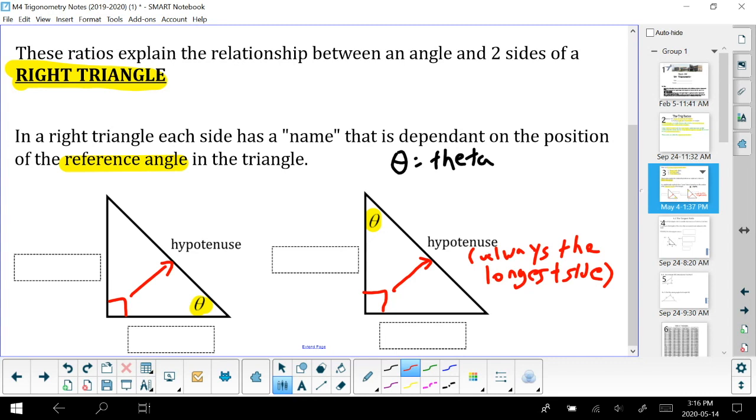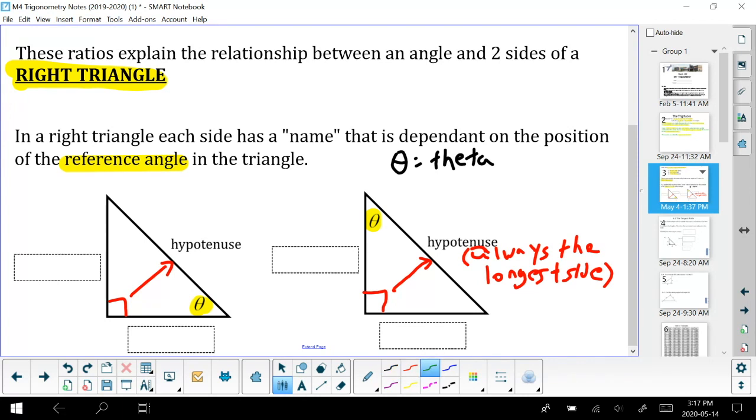So your hypotenuse will stay the same, and it doesn't matter where your reference angle is at any rate. So it's always, always the longest side.